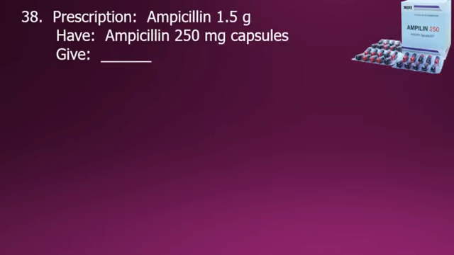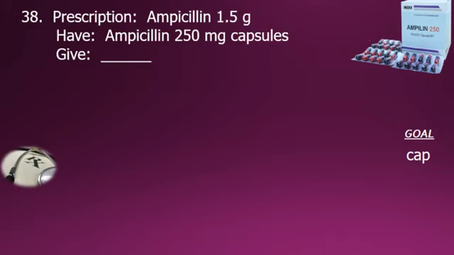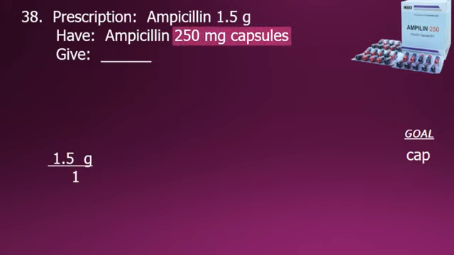In this next problem, the doctor orders 1.5 grams of ampicillin. On hand are capsules containing 250 milligrams. Our problem here is to answer this order in capsules. To begin, we'll start with the doctor's order expressed as a fraction of 1.5 grams over the implied understood denominator of 1. The problem relates capsules to milligrams.